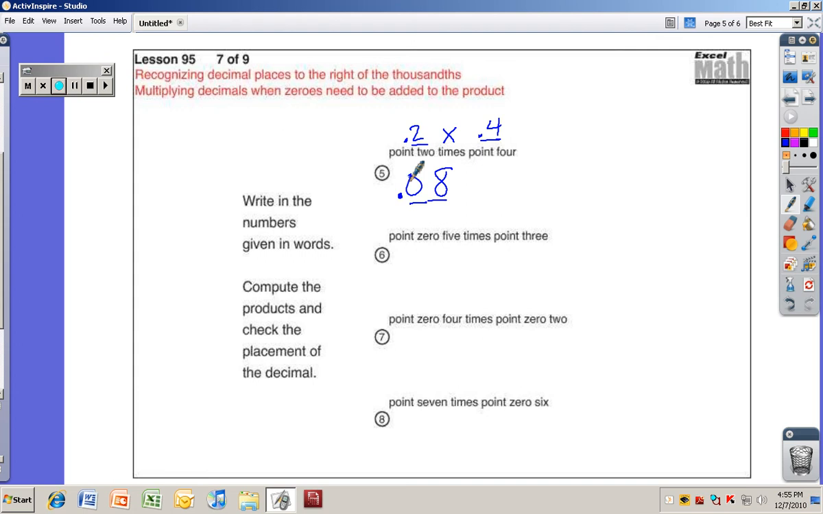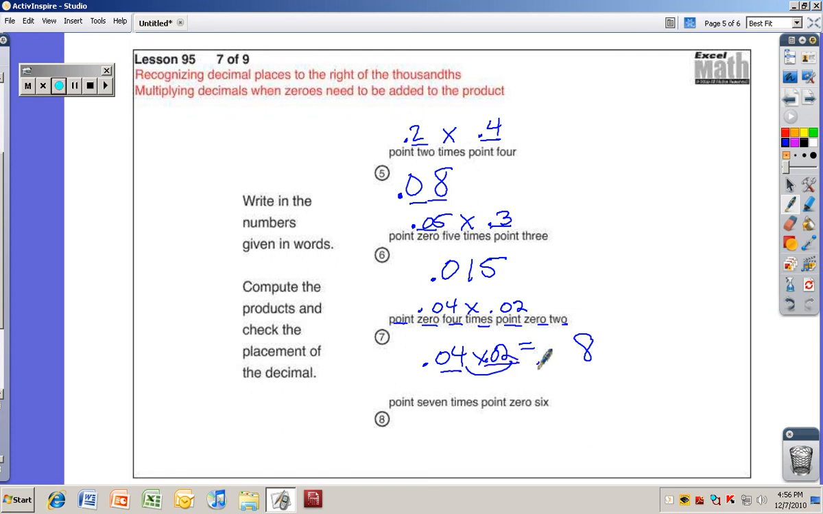Okay? And then 0.05 times 0.3. Well, 5 times 3 is 15, and the decimal point has to be 3 spots over, so the answer is 0.015. 0.04 times 0.02. Let me write it down here. That's equal to 4 times 2 is 8, and we have to have 4 numbers on the right side of the decimal point. 0.0008. Number 8, 0.7 times 0.06.